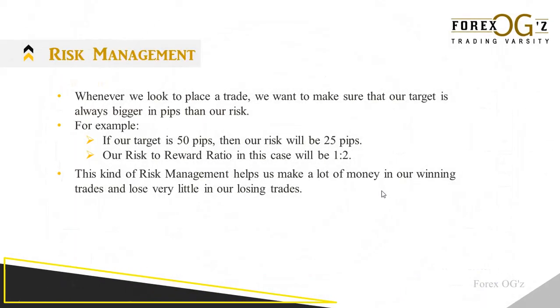Let's look at risk management. Whenever we look to place a trade, we want to make sure that our target is always bigger in pips than our risk, right? For example, this is exactly what I spoke about earlier on. If our target is 50 pips, then we want our risk to be 25 pips, right? Our risk to reward ratio in this case will be 1:2.